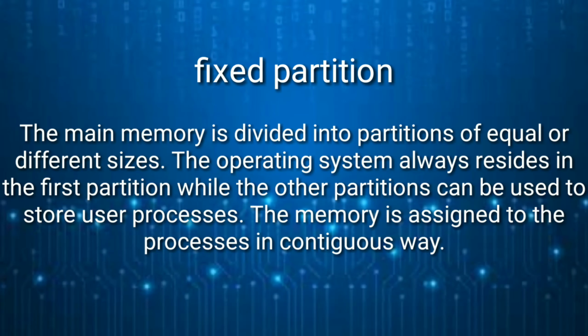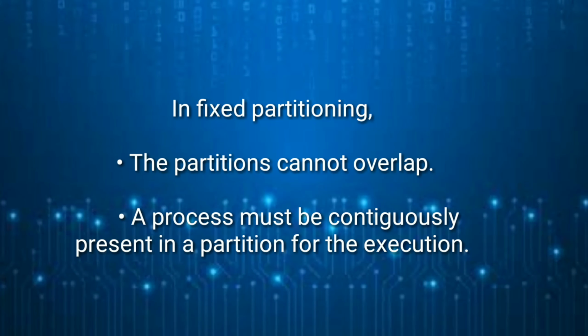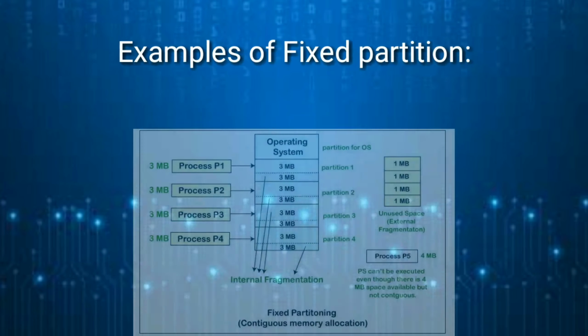Next is the fixed partition. The main memory is divided into partitions of equal or different sizes. The operating system always resides in the first partition while the other partitions can be used to store user processes. The memory is assigned to the processes in a contiguous way. In fixed partitioning, the partitions cannot overlap. A process must be contiguously present in a partition for execution. Examples of fixed partition.